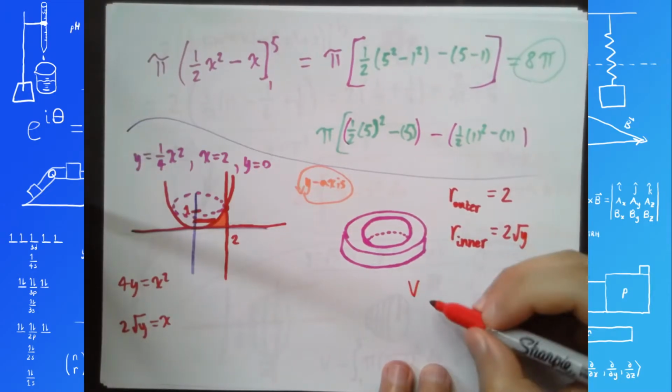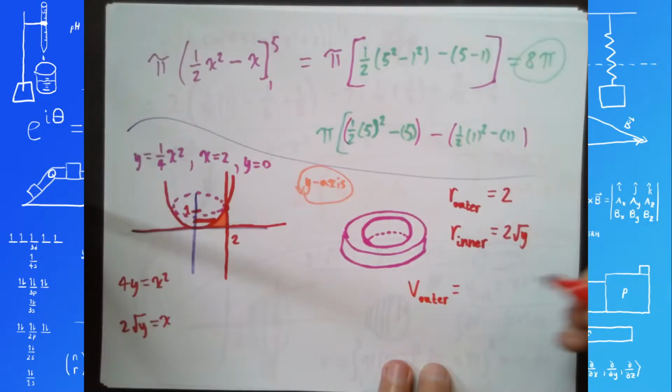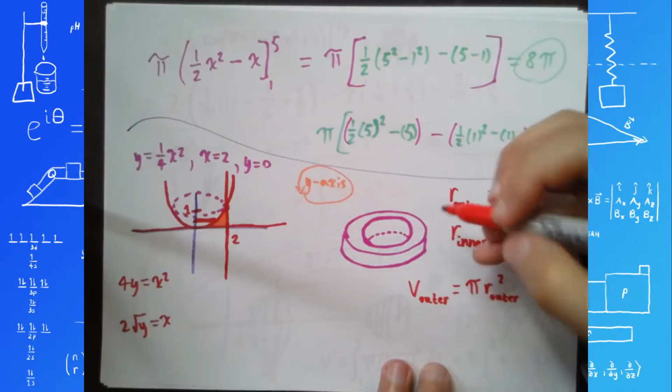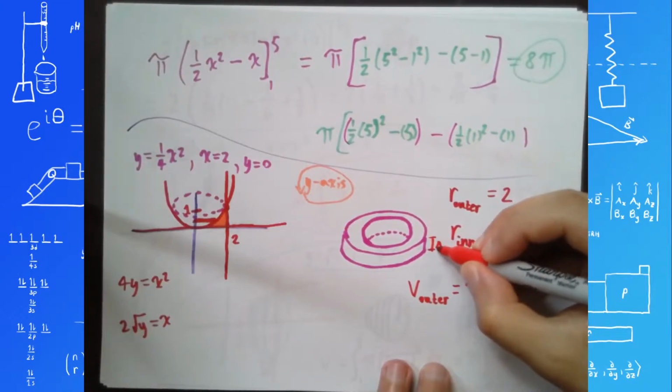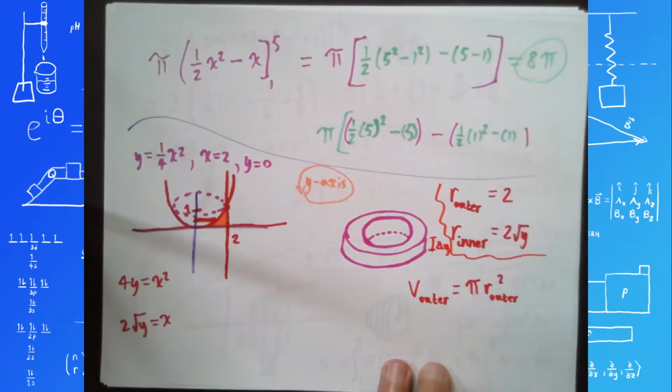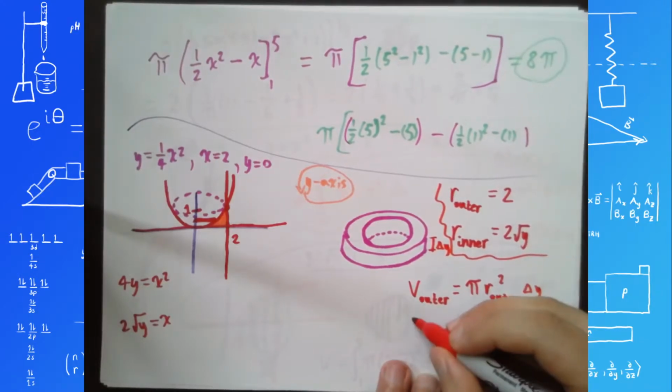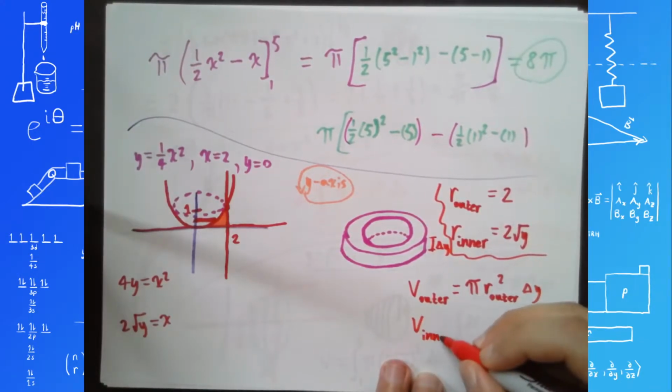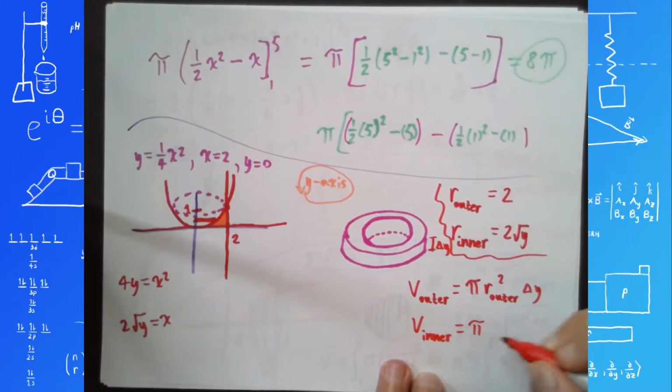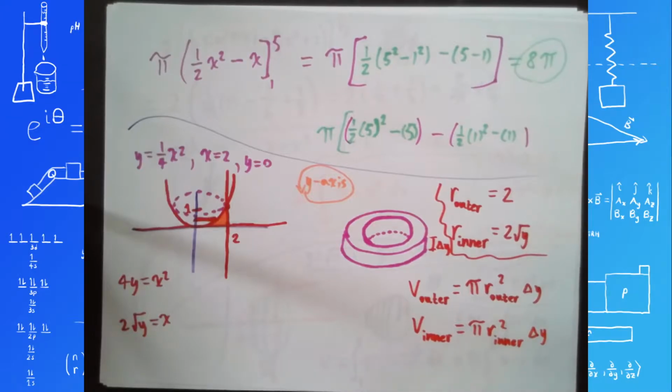So the volume of the outer disc is going to be pi times r outer squared times, in this case the height would be a change in y, so that's delta y. Volume of the inner disc, similar pattern: pi times r inner squared times the same delta y.